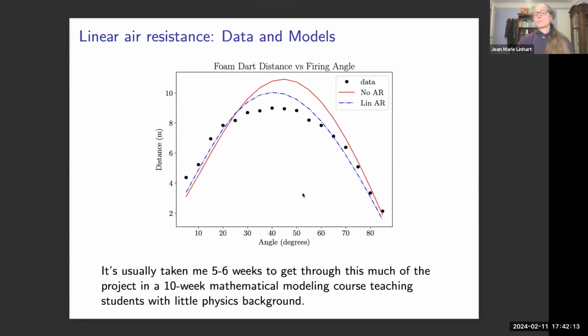And at this stage of our project, we have two theoretical models and, of course, our data. So the red model was our initial model without air resistance. The blue dotted and dashed line model is our model with linear air resistance. We see we've gotten quite a bit closer to the data here, but this linear air resistance model truly does not match the data right here.